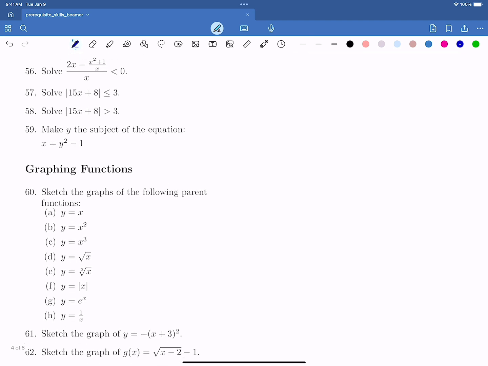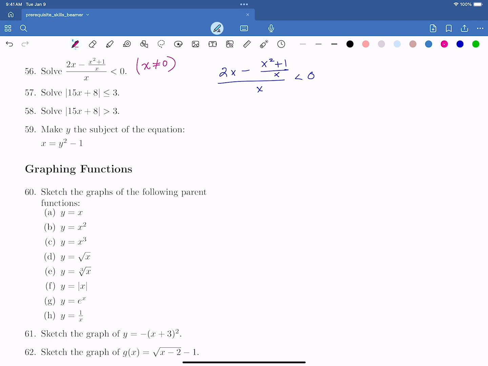Okay, now we've got a complex fraction: (2x minus (x squared plus 1) over x), all over x, less than 0. Okay, this looks complicated. Now, thinking about the domain, I know that x equals 0 is not in the domain of this function. And the reason I know that is from this expression right here. You're not allowed to divide by 0, so x cannot equal 0 in this problem. I know that's not part of the domain. X is not equal to 0.